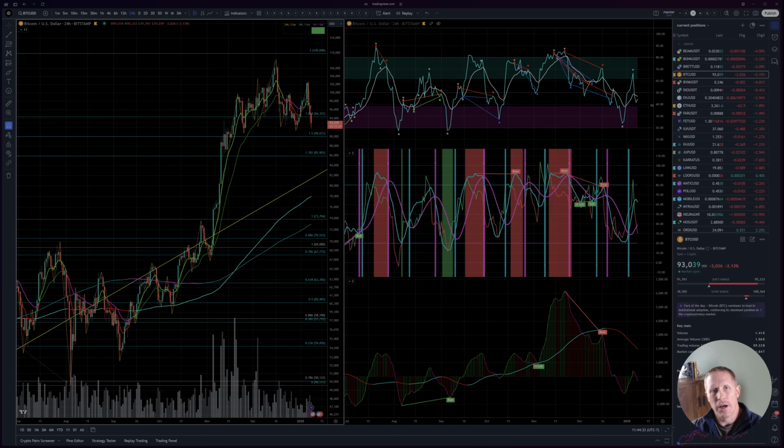Hey guys, I just wanted to come on and go over a few things that I've been looking at on the chart. So right now we're looking at BTC, and this is using the same strategy that I presented last time with the 200 EMA, 200 SMA, and the 8 and 21 EMAs.